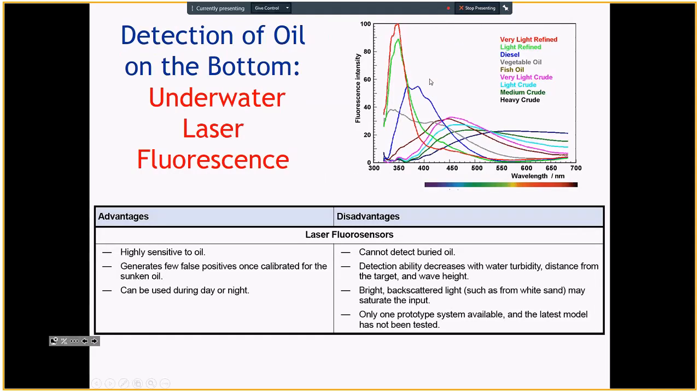Okay, next one. What else are we going to use? Well, there are these underwater laser fluorescent systems. They're very sensitive to oil. It's rarely false positives, though you'll see some false negatives because it gets saturated. You can use it day or night because it's an active sensor. You send a pulse out and see what the response looks like. You can tell the oil type, because you have very specific wavelength responses when you excite that oil. But again, it doesn't detect buried oil. It's affected by turbidity, distance from the target, and wave height. And you can't buy one yet.